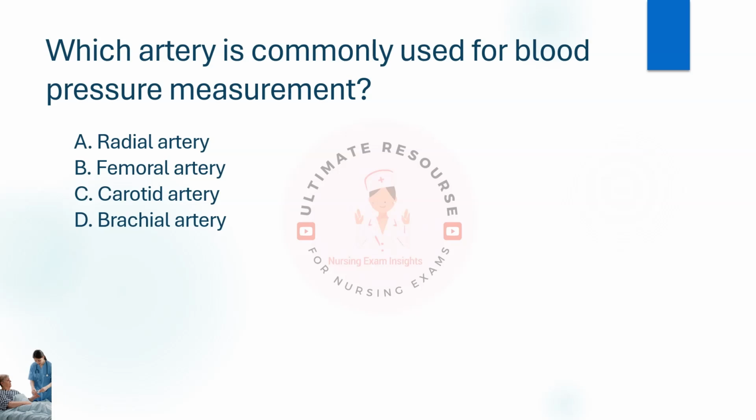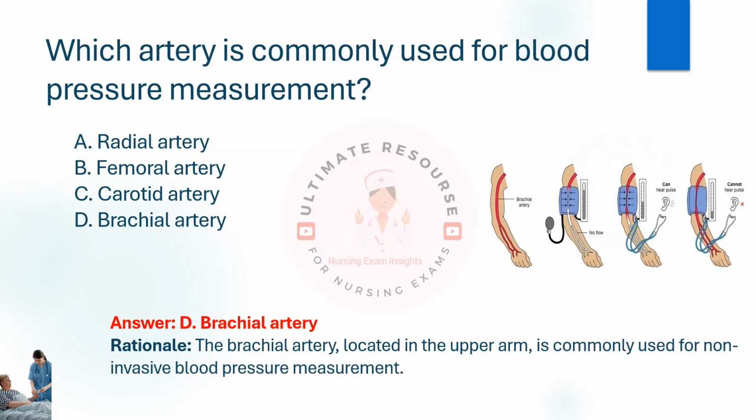Which artery is commonly used for blood pressure measurement? Options are A. Radial artery. B. Femoral artery. C. Carotid artery. D. Brachial artery. The answer is D.